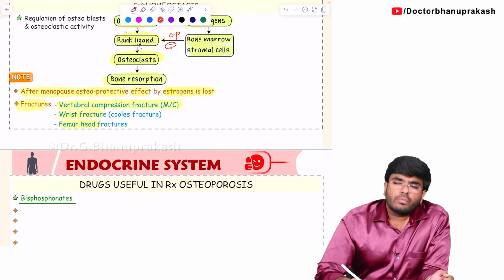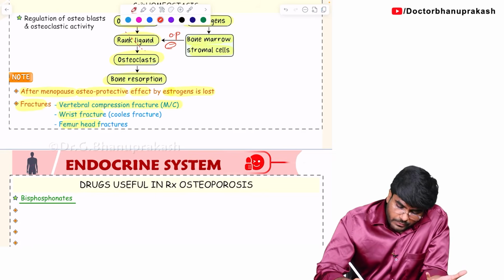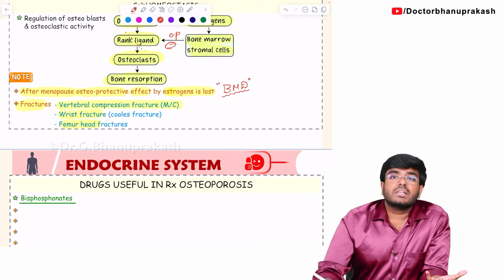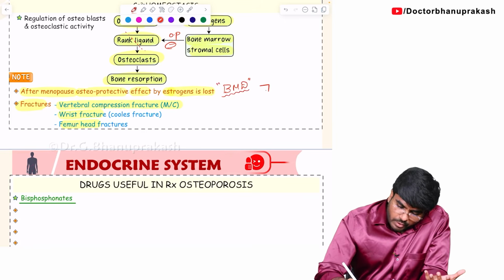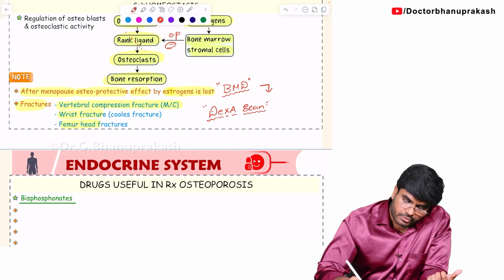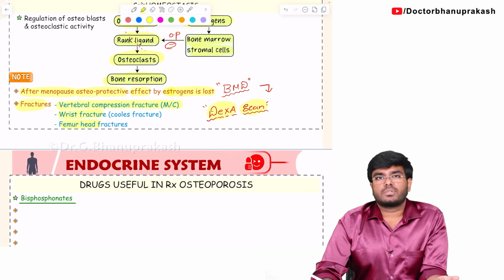Now, if they ask you what is the test that you have to do to assess the bone mineral density, okay, BMD, bone mineral density. In order to estimate this bone mineral density, what is the test that you have to do? The test, very, very important MCQ, that is DEXA scan. DEXA stands for dual energy X-ray absorptiometry scan. DEXA scan is used to assess the bone mineral density in a patient with osteoporosis.